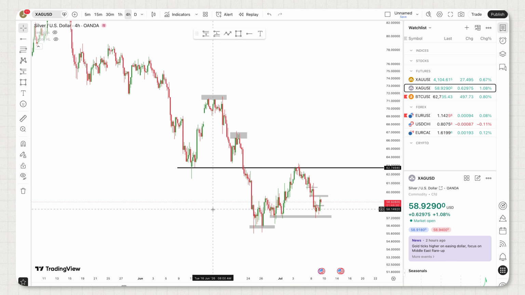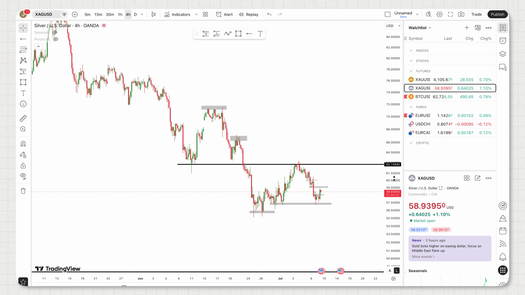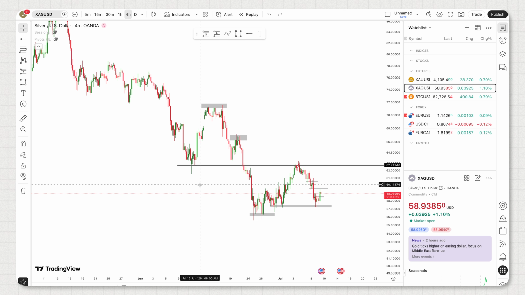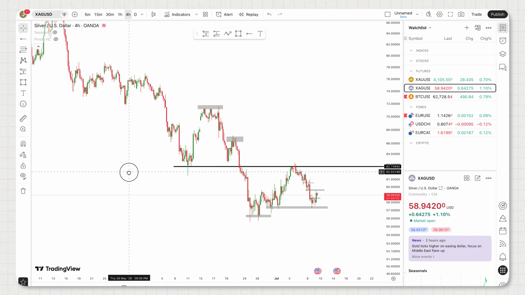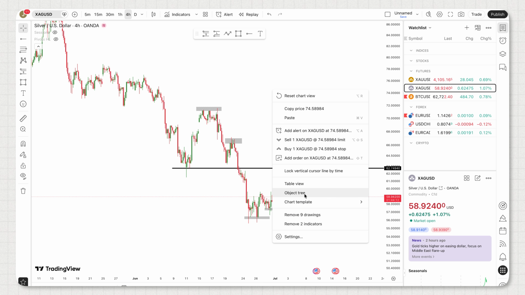Let's look at silver. So this is already marked up, as you can see, but this is a good example to show you guys that this is how I mark my charts. I don't have a million lines on this chart. All you need is 1 to 2 lines on your chart. So let's remove all these markings and start afresh.